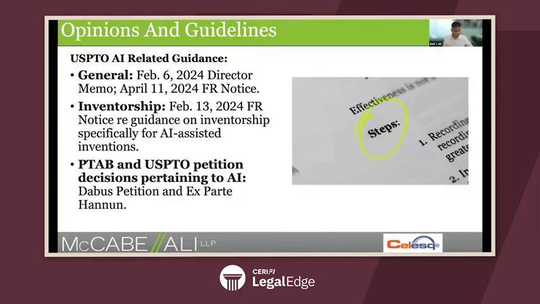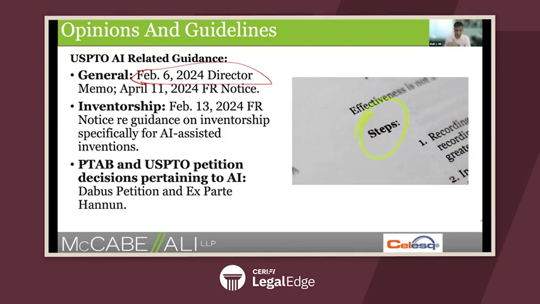So what about the USPTO's thoughts about AI? The USPTO has basically said AI is permissible and in some ways encouraged. The most important thing, and I'm not going to talk about inventorship or anything like that, is the director's memo from February 6, 2024. Over a year ago, the USPTO basically said the USPTO rules of professional conduct as currently in place cover the use of AI. So they're saying there's no extra ethics rules needed.